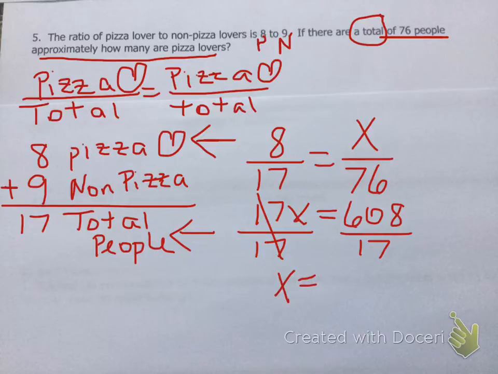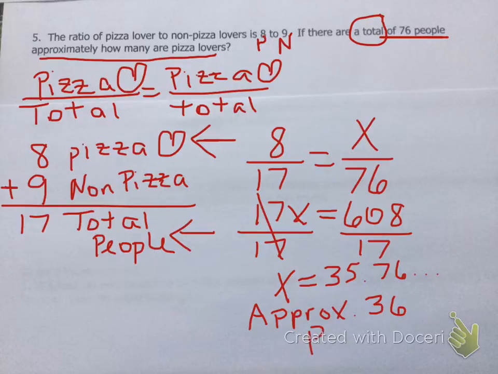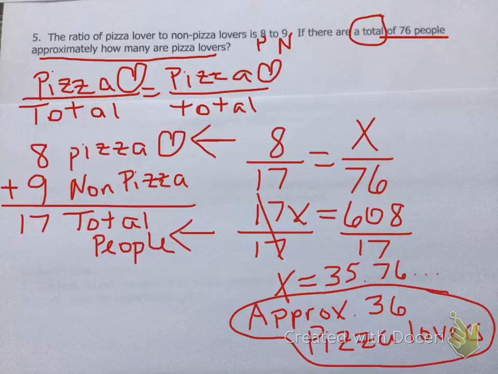You divide by 17, a one-step equation to solve that. And you get x equals, again, a non-terminating decimal, 35.76, blah, blah, blah. We're going to round that to the nearest whole number correctly. Approximately 36 pizza lovers. And again, these word problems, we should label them. As you notice, I've been labeling all of them. And then, moving on to number 6.